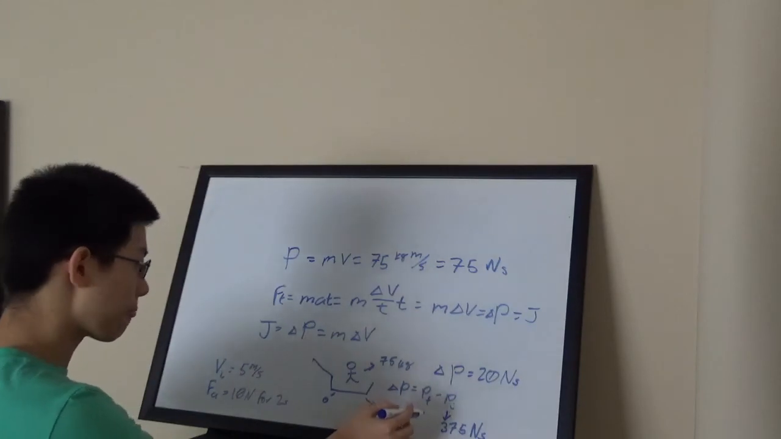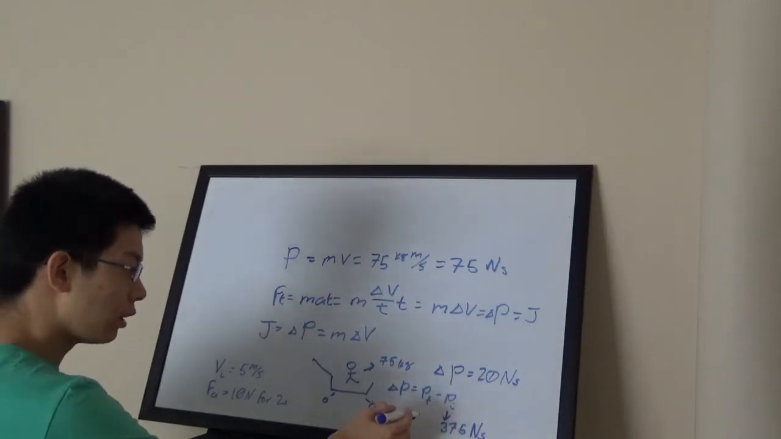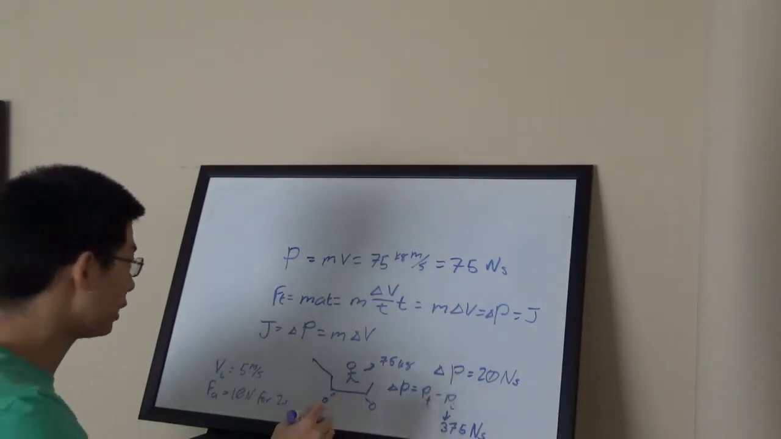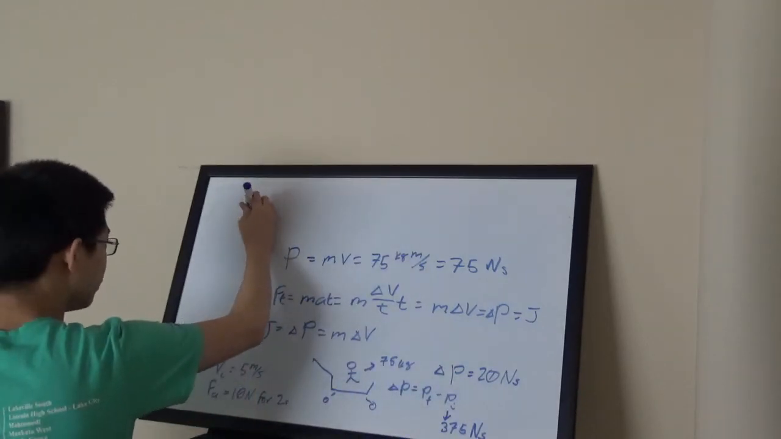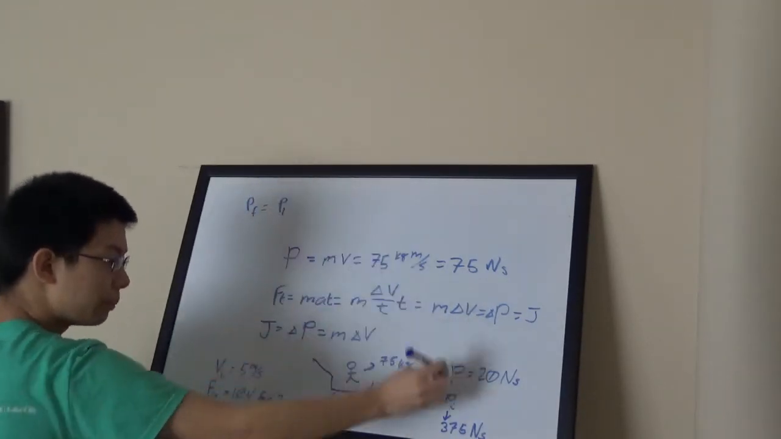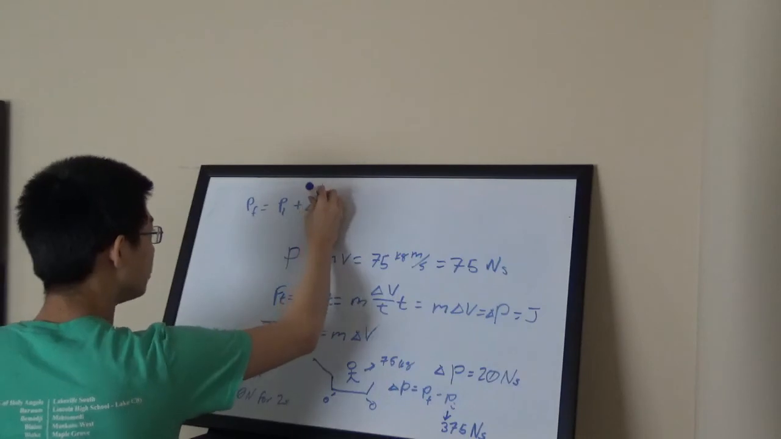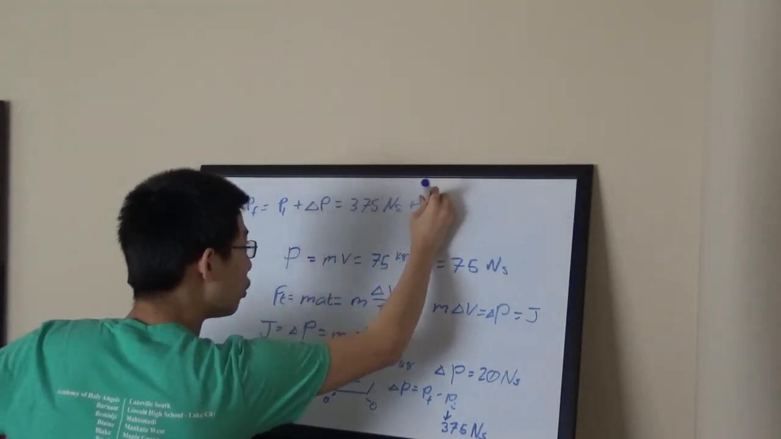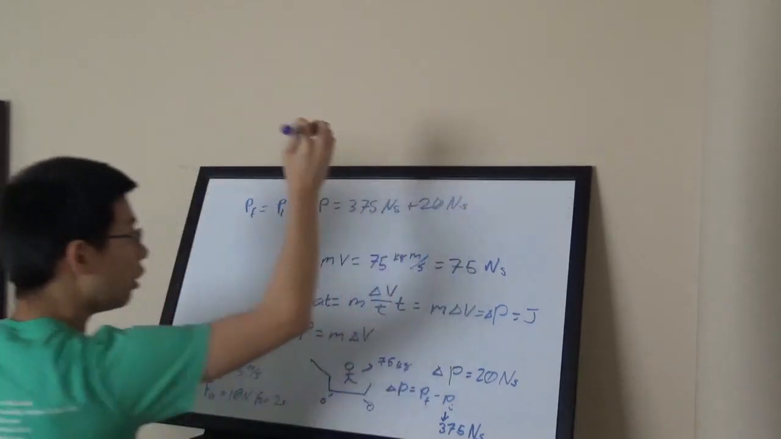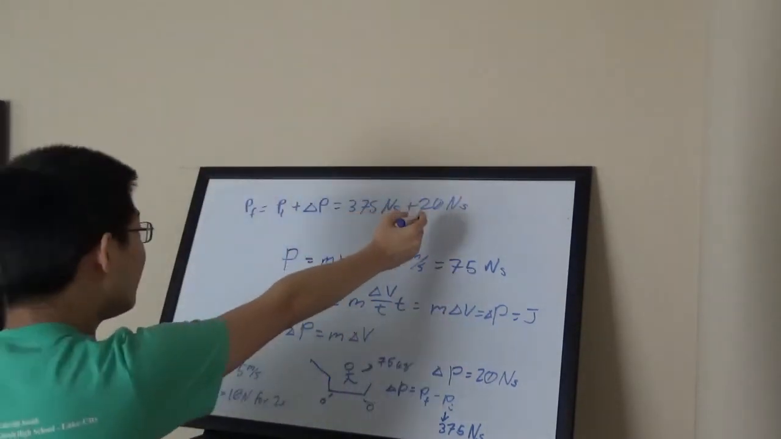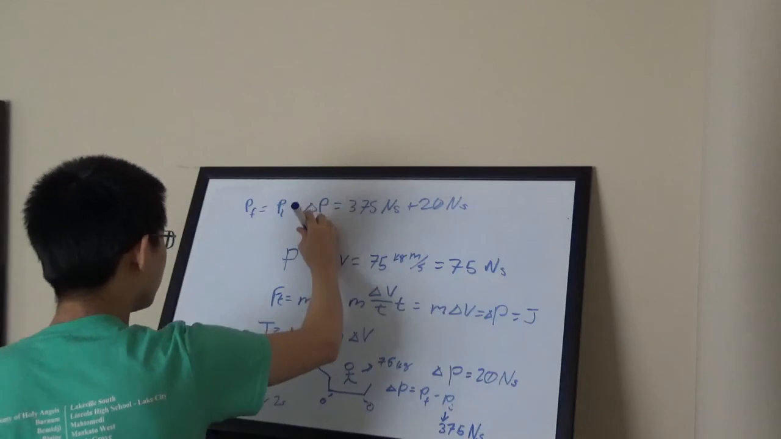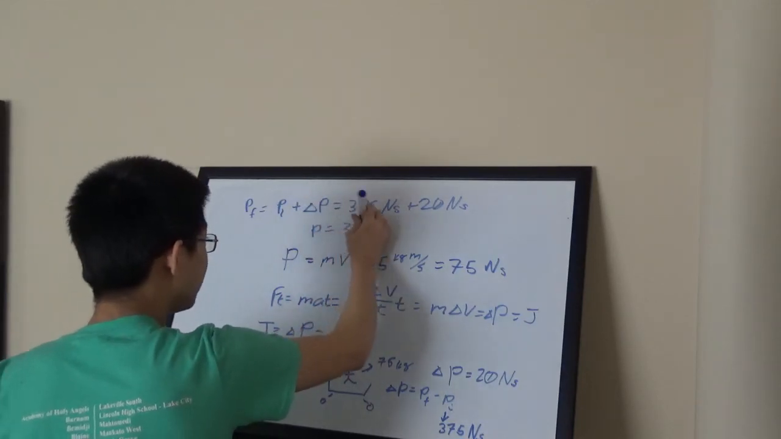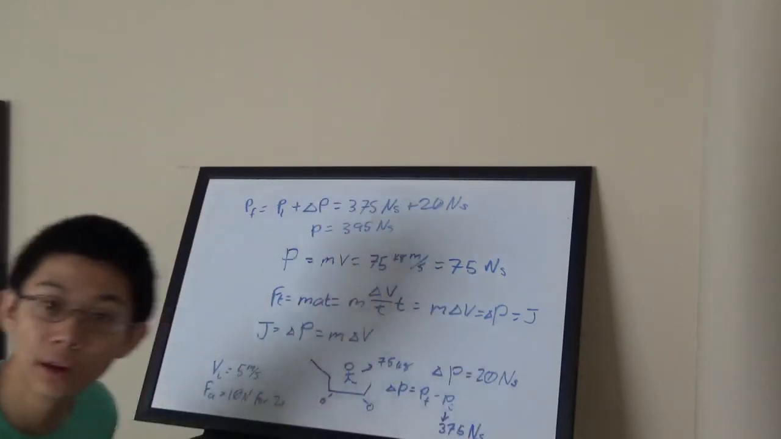So, what else do we know? We're trying to solve for p of f. I can write p of f is equal to p of i, moving the p of i to the right side, plus delta p, which is equal to 375 newton seconds plus 20 newton seconds. So that means my final momentum is equal to 395 newton seconds.